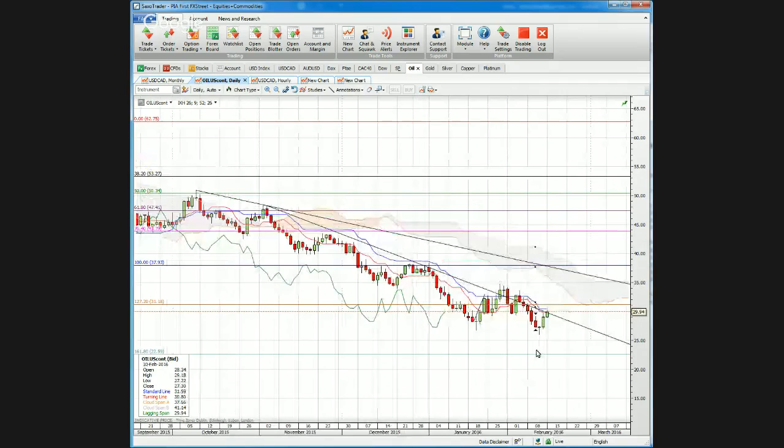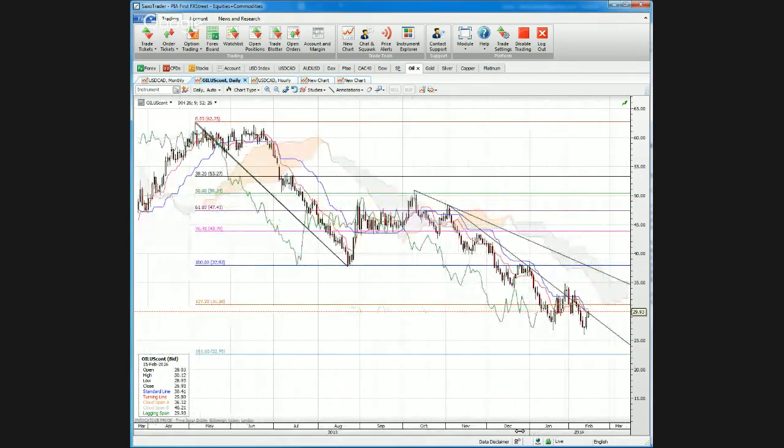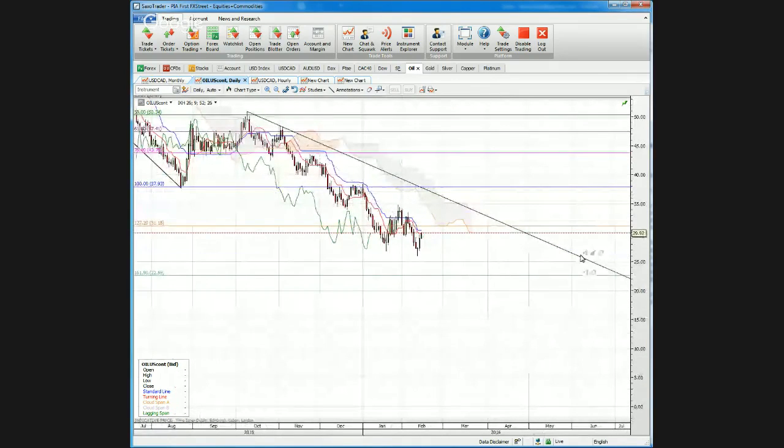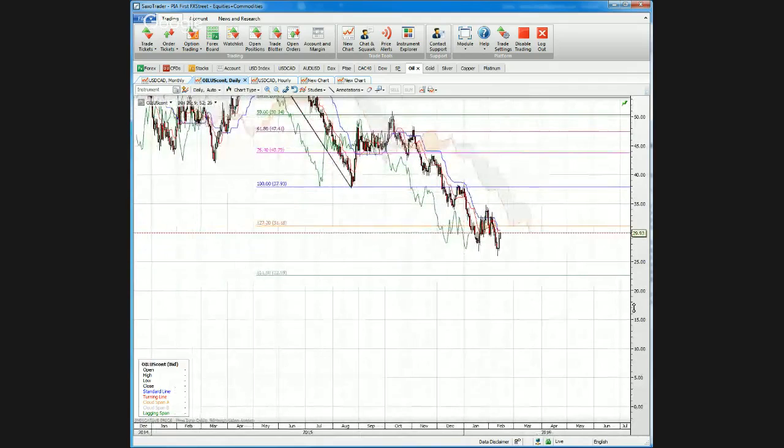Here we've got the opposite of the evening star formation in oil. This is a morning star formation where you've got a bullish hammer in between a bearish candle and a bullish candle, and that's a reversal formation. That's been confirmed with buying interest today. So we're looking to buy on a daily basis in oil. But our medium-term and long-term view remains very negative. We still are looking for a move to $20-ish.